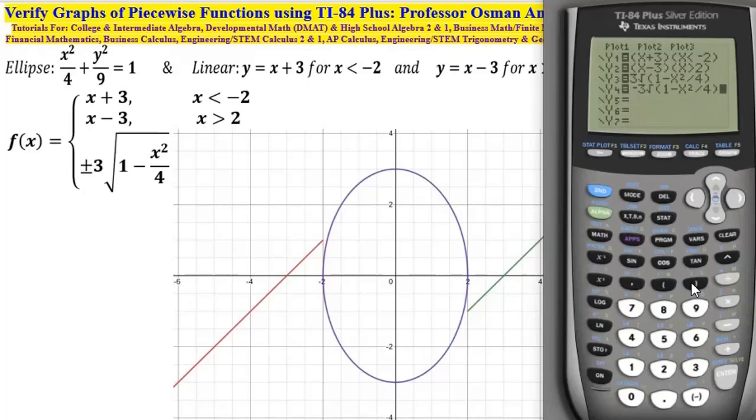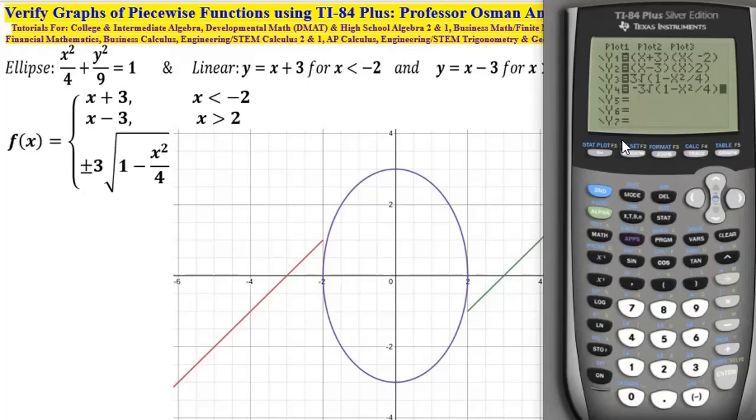Make sure your entries are correct. The first linear function is x plus 3 for x less than minus 2, and x minus 3 for x greater than 2, and the ellipse is 3 times the square root of 1 minus x squared over 4. The bottom part is minus 3 times the square root of 1 minus x squared over 4.